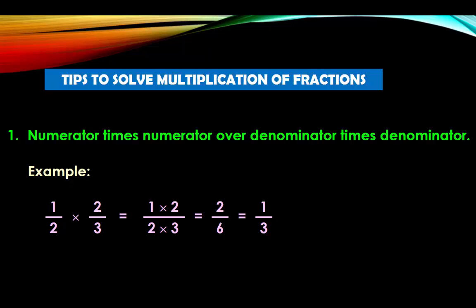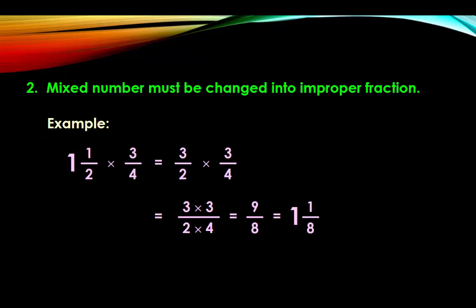Tip number 2, if we get a mixed number in multiplication of fractions, you must change the mixed number into an improper fraction. So we cannot directly multiply a mixed number by a fraction or a mixed number by a mixed number, but first, you have to change the mixed number into an improper fraction, and then you can multiply both of them.